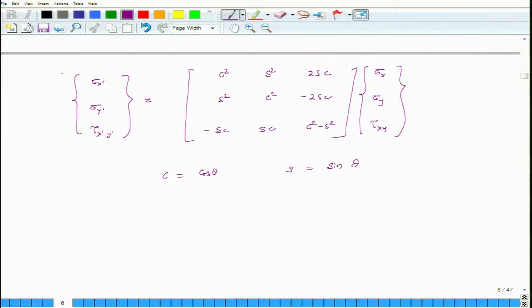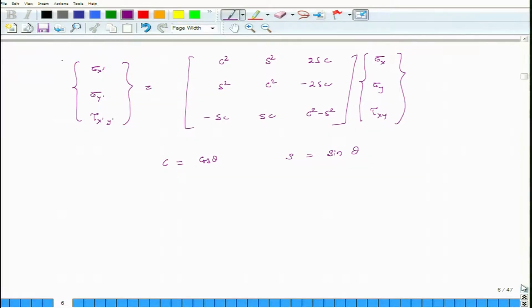If I have to transform sigma x prime, sigma y prime, tau x y prime into sigma x, sigma y, tau x y, then what do I do? All I have to do is, what? Theta becomes negative of theta, right? Theta becomes negative of theta.